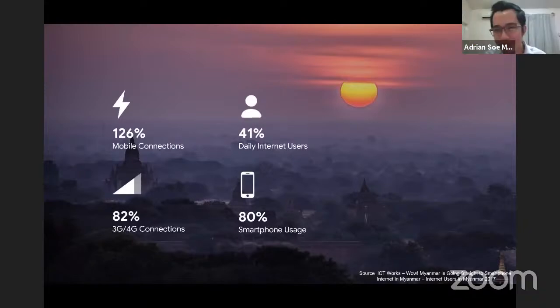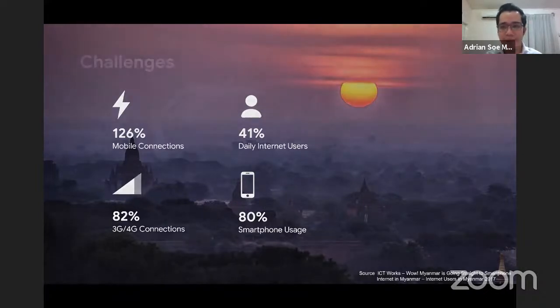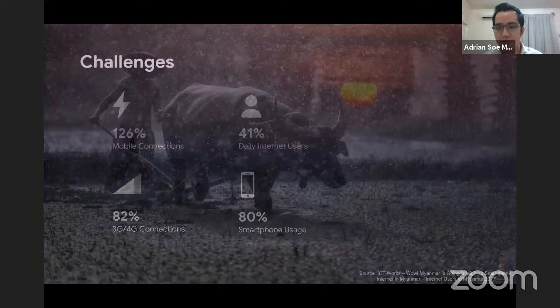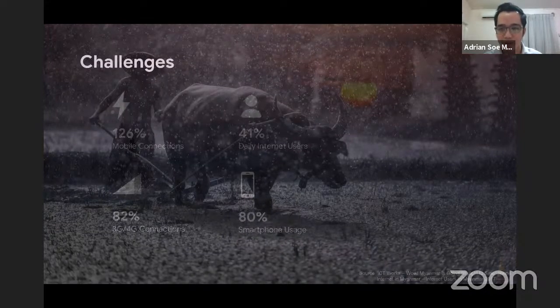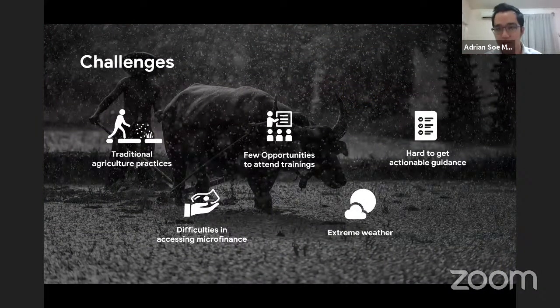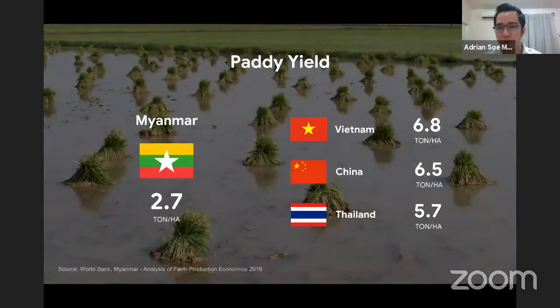So Myanmar in recent years has gone through major transformations across many sectors, especially telecommunications, as you can see. However, the story of transformation is not the same across every sector. Agriculture in the country is pretty much unchanged for thousands of years. That's why if you look at our productivity today, we're actually very far behind even that of our neighboring countries like Thailand.